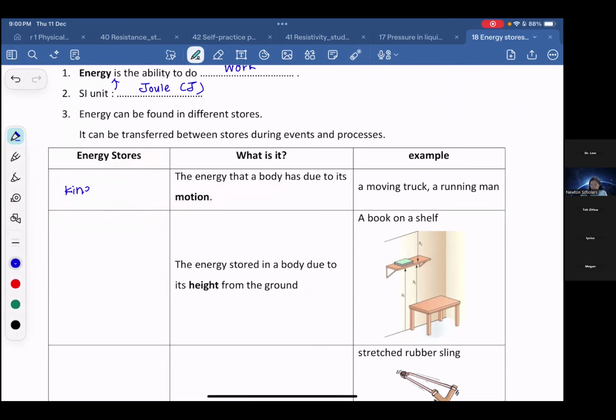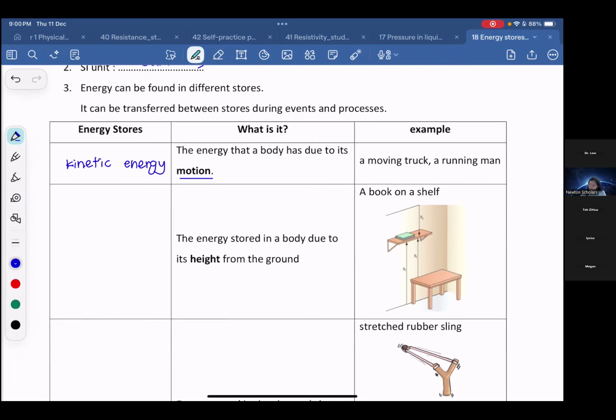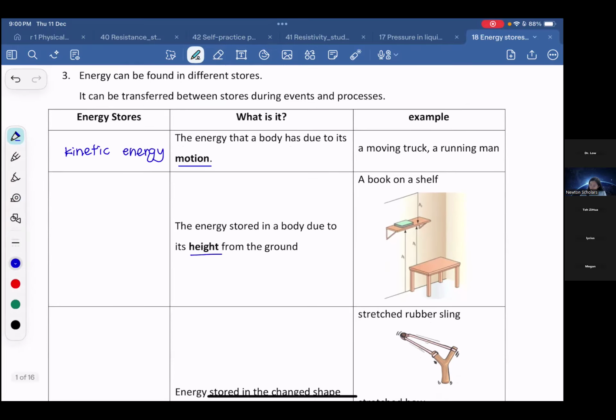Kinetic, kinetic energy. Okay, motion. As long as you are moving, running is about kinetic energy. Then next, energy due to the height or due to the position. Okay, from the ground. If now you are sitting on the second floor, actually you have this energy stored inside your body. So what kind of energy is due to the height or due to the position?